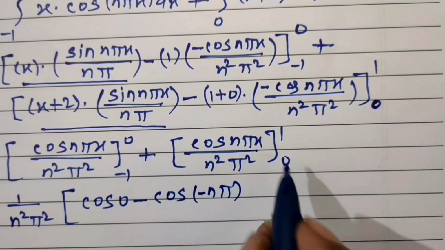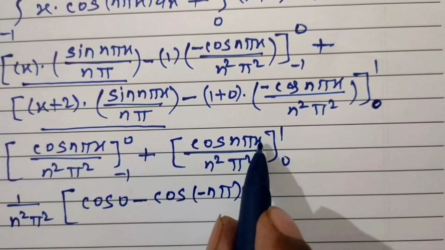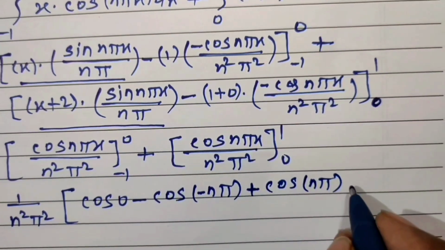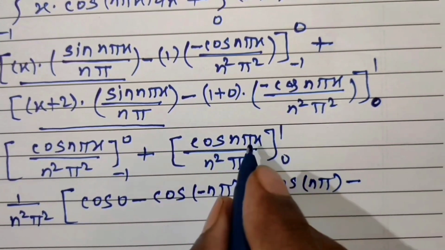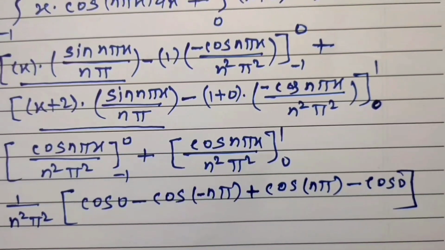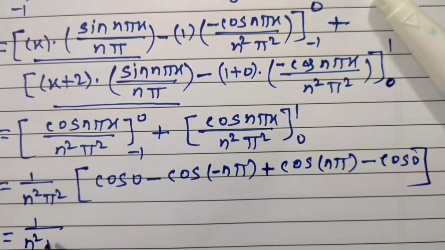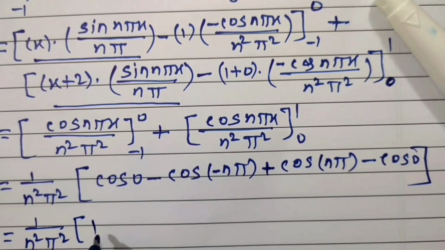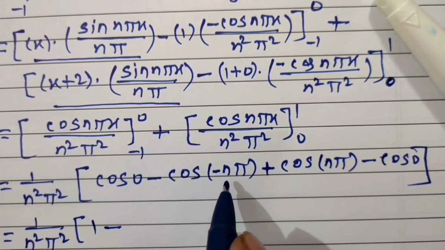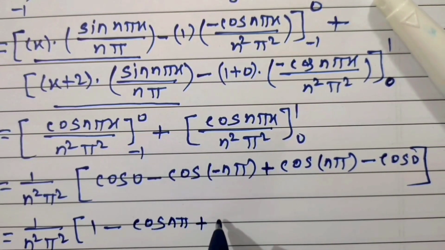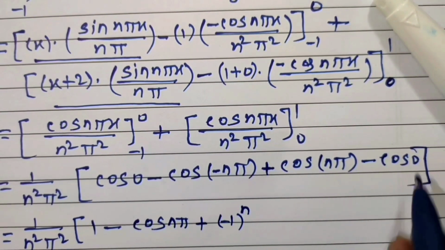Okay, now from here substitute x is equal to 1 plus cos n pi minus substitute x is equal to 0 here, cos 0. Now simplify this. An is equal to 1 upon n square pi square. Cos 0 is 1 minus cos minus theta is cos theta plus cos n pi is minus 1 to the power n minus cos 0 is 1.